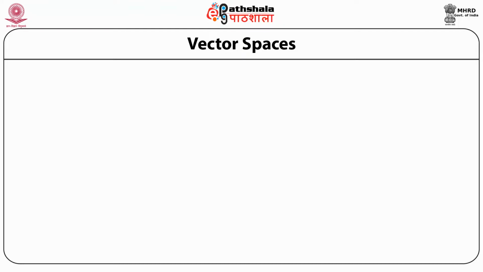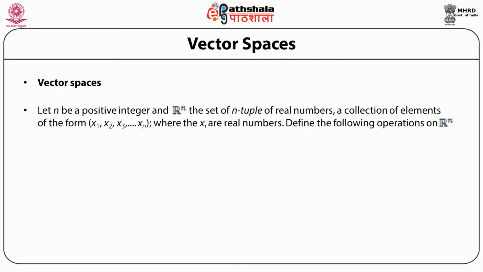Let us now discuss vector spaces. Let n be a positive integer and R to the power n the set of n-tuples of real numbers, that is, a collection of elements of the form x1, x2, x3 until xn, where the xi are real numbers. We define the following operations on Rn.